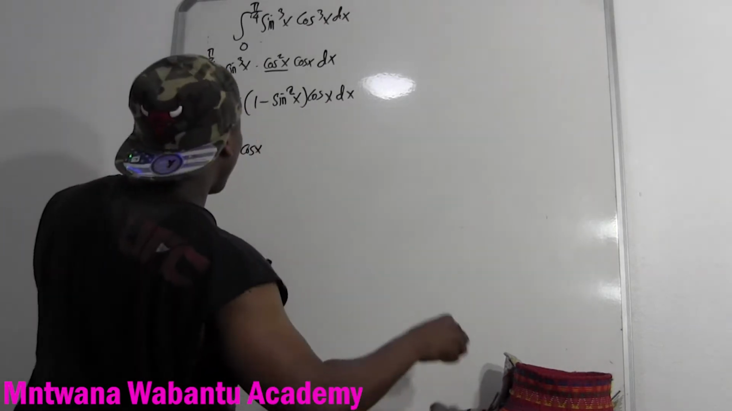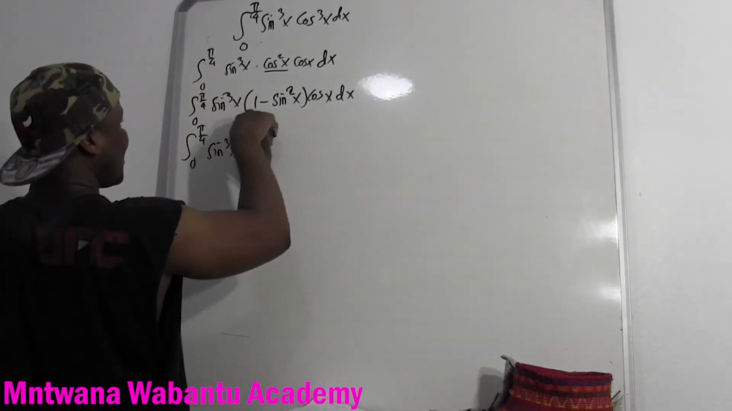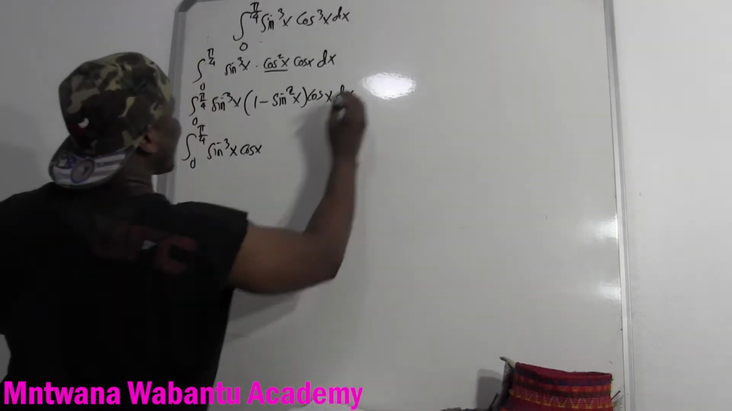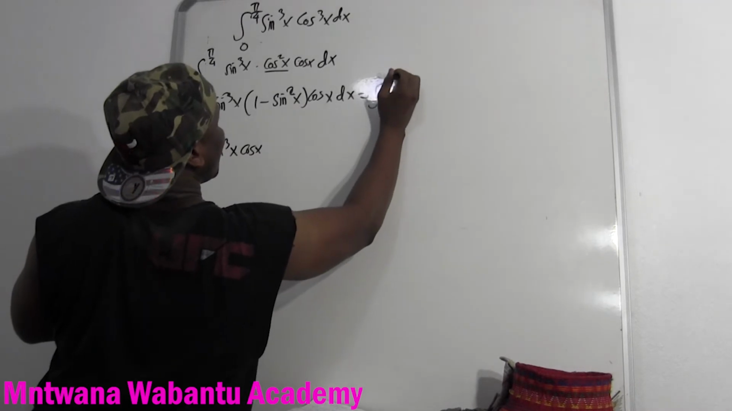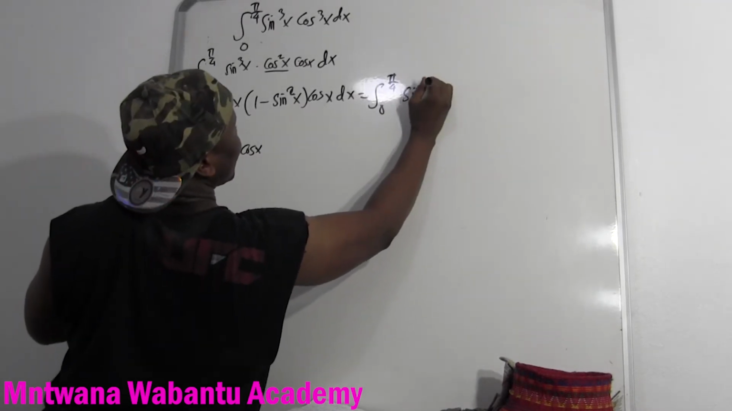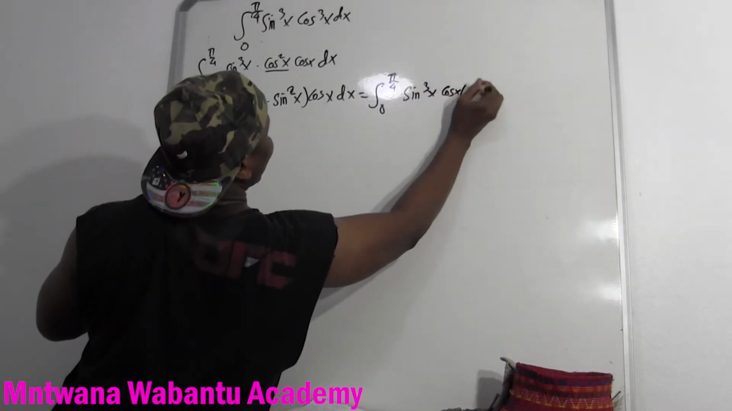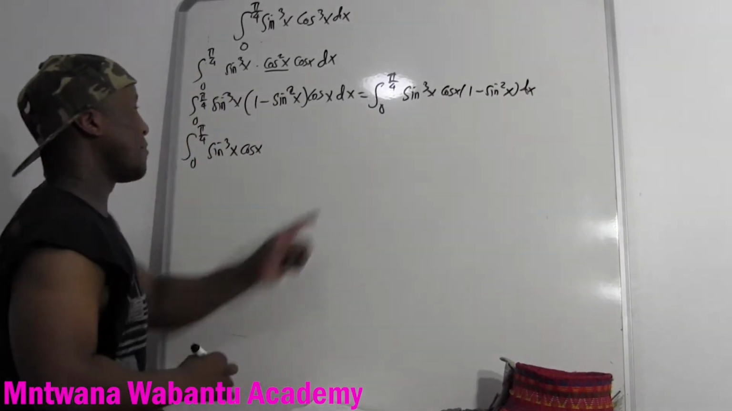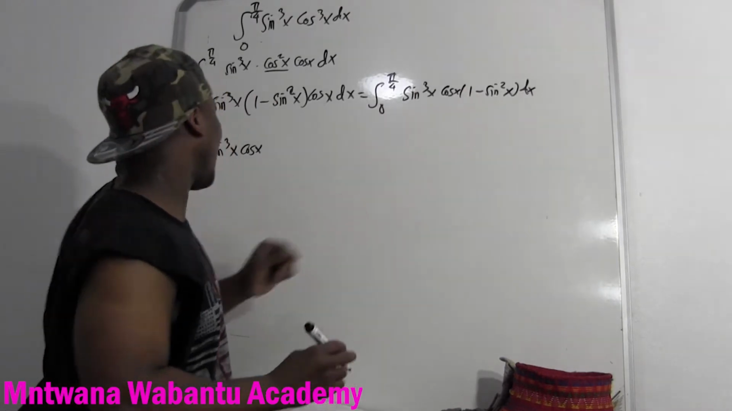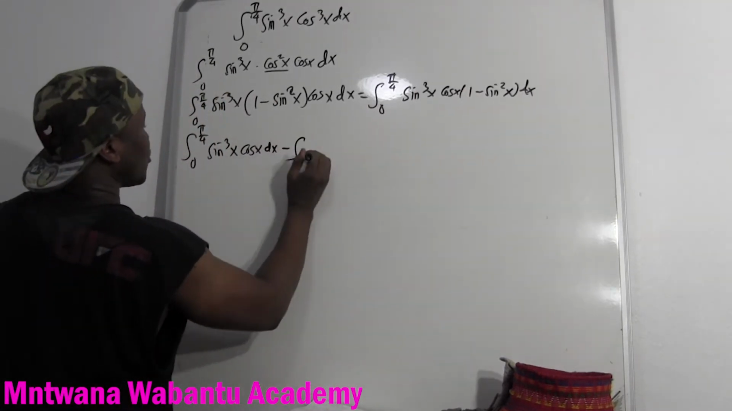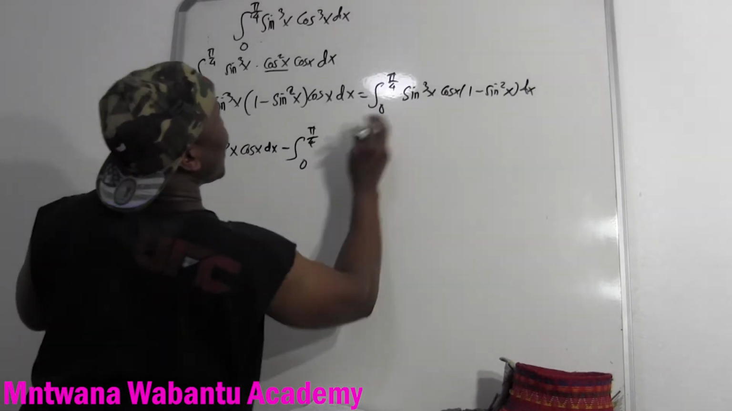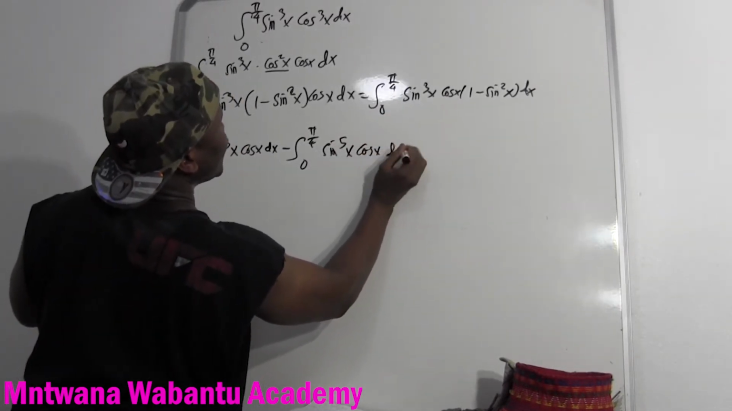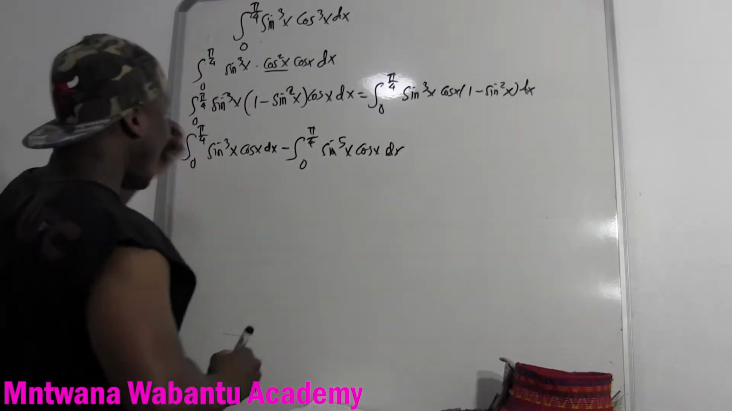If you're confused, you can write it like this: the integral from 0 to pi over 4 of sine cube x cos x times 1 minus sine square x dx. When you multiply, it becomes easy: sine cube x cos x dx, minus the integral from 0 to pi over 4 of sine power 5 x cos x dx. So I'm going to take these separately.